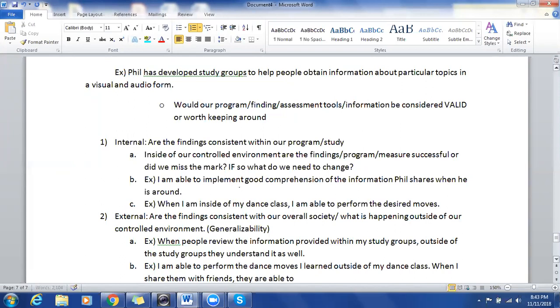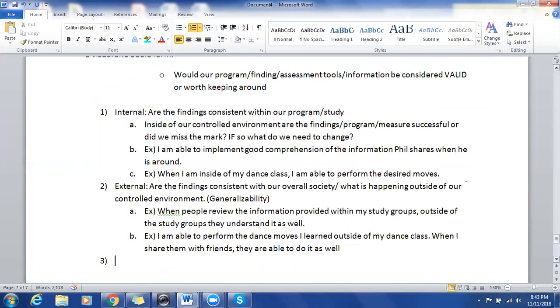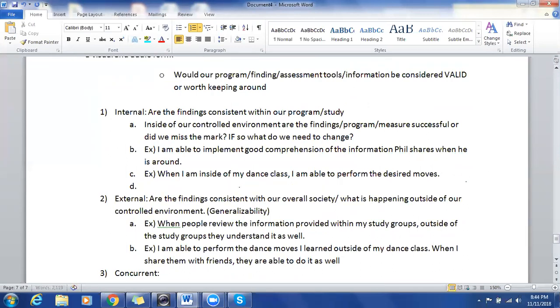They are able to do it as well. So if you share my research and program development information with people who are of interest to you, and that's totally up to you if you guys do that, and they understand it too, then I'm externally valid. Like I'm cooking with what's happening outside of the group too, which then leads us into our next term, which is concurrent.